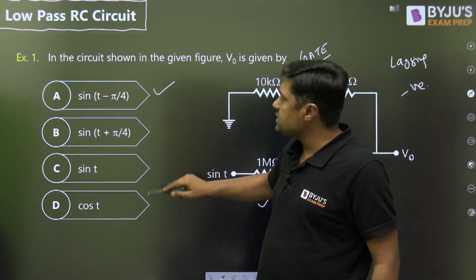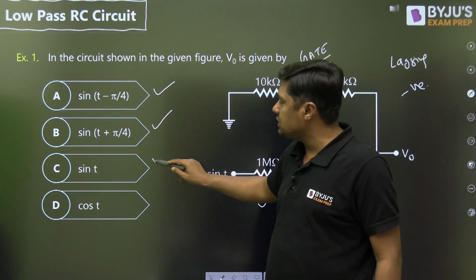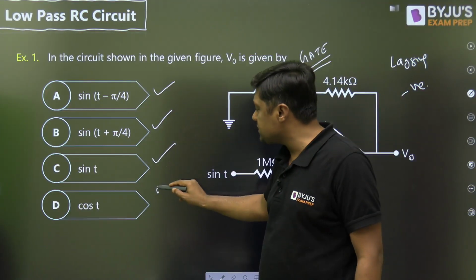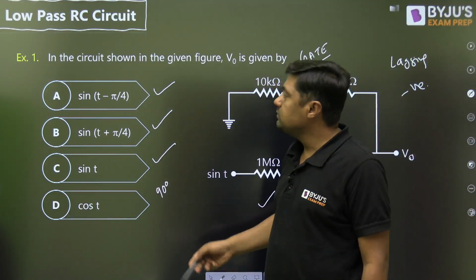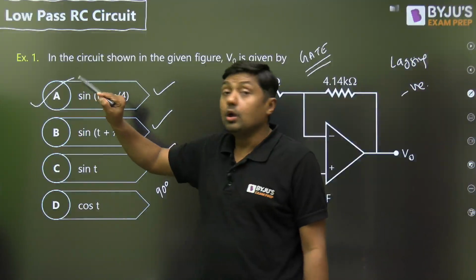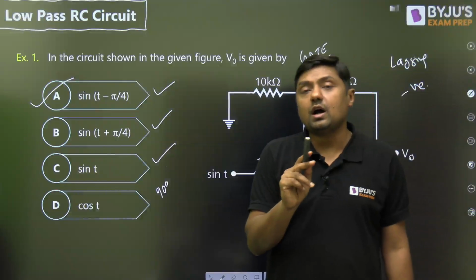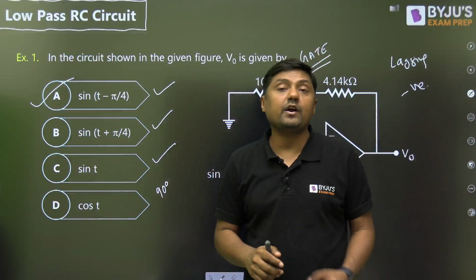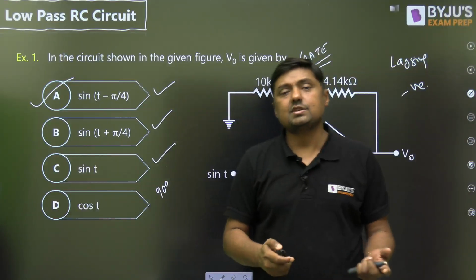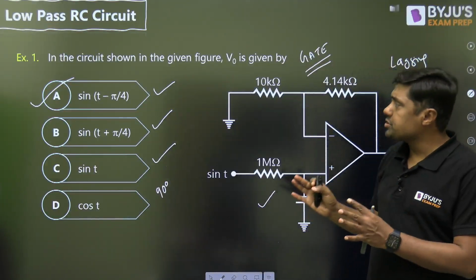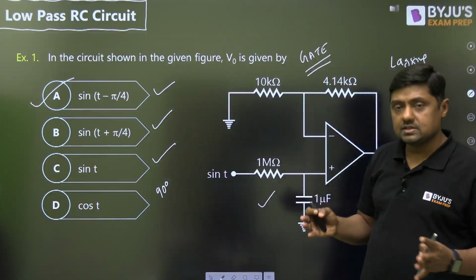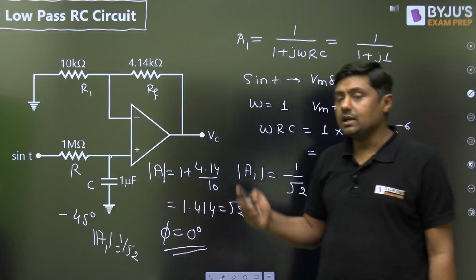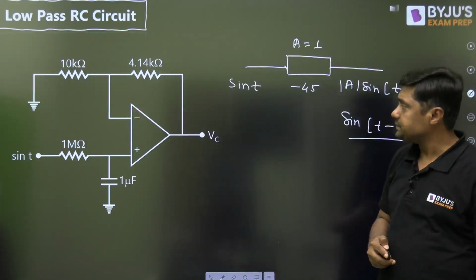In which answer is the phase shift negative? Here the phase shift is negative, here the phase shift is positive, here the phase shift is 0. When sine is converted into cos, there is a phase shift of 90 degrees, again positive. Which answer is correct? A. So within 10 seconds, we can give the answer for this question. Otherwise, you can find the phase shift of the system also, as I have already given you the method. This type of question comes in GATE and other competitive exams. ISRO is coming, and they may ask this type of question. So that is the application of the RC circuit.